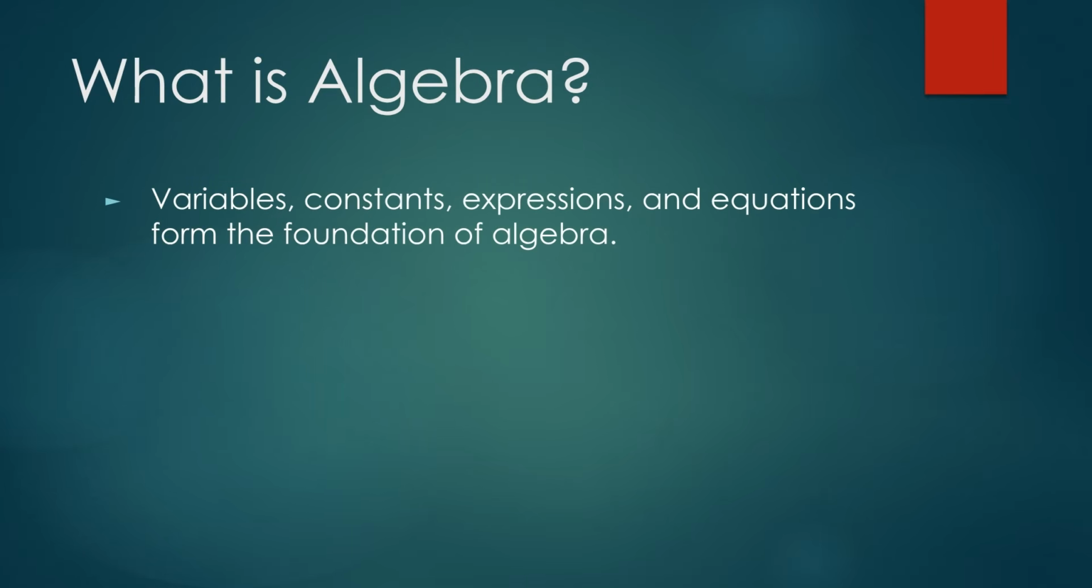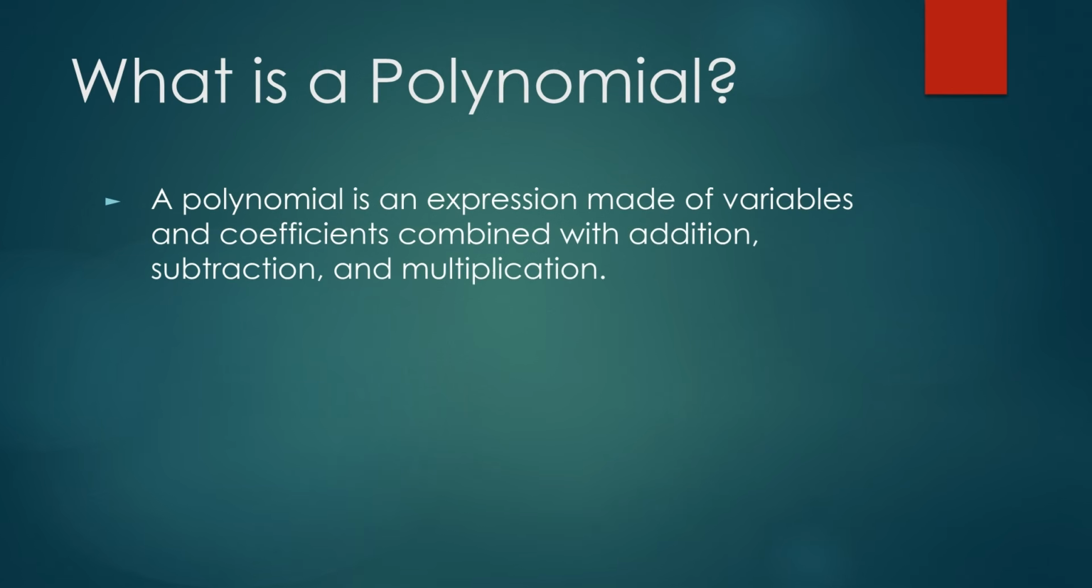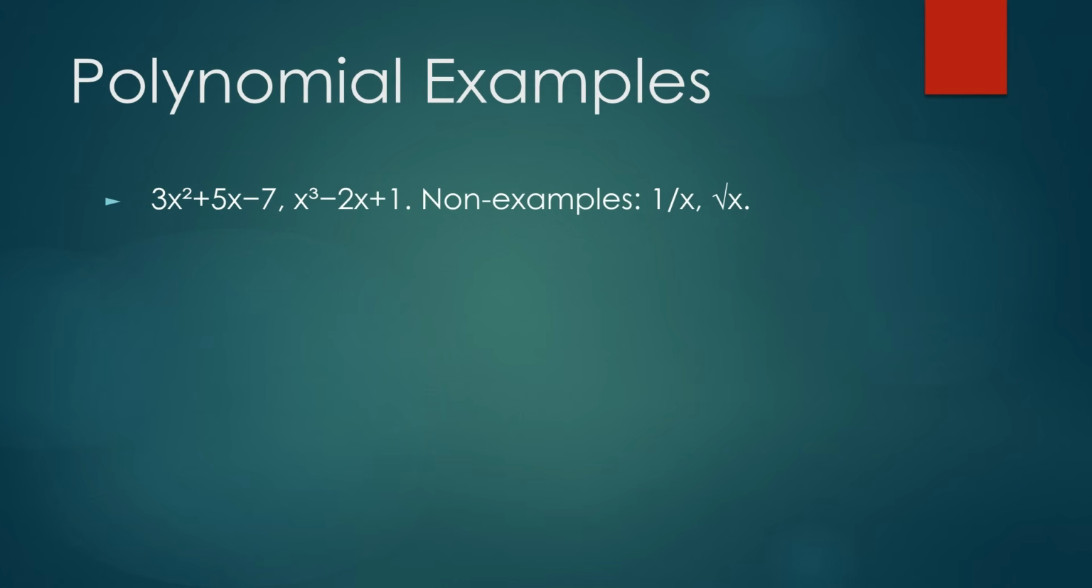Variables, constants, expressions, and equations form the very foundation of algebra, which is essential for understanding polynomials. A polynomial is an expression made of variables and coefficients combined through addition, subtraction, and multiplication operations. Examples of polynomials include 3x² + 5x − 7 and x³ − 2x + 1. Expressions like 1/x or the square root of x are not polynomials.